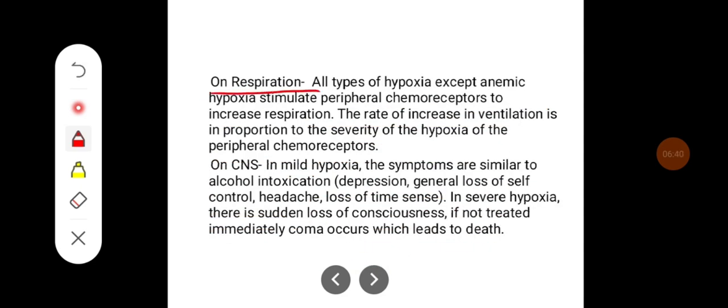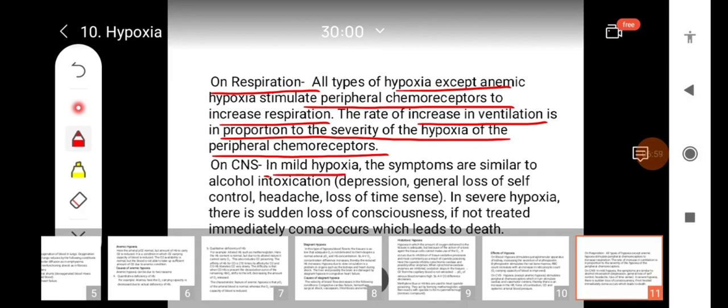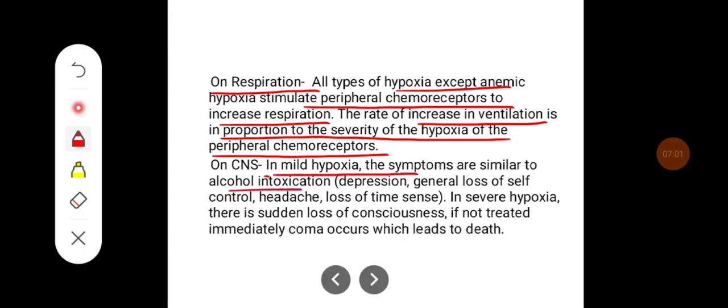Its effect on respiration: all types of hypoxia except anemic hypoxia stimulate peripheral chemoreceptors to increase respiration. The rate of increase in ventilation is in proportion to the severity of hypoxia at the peripheral chemoreceptors. On the central nervous system, in mild hypoxia, the symptoms are similar to alcohol intoxication. That is, there can be depression, general loss of self-control, headache, and loss of time sense. In severe hypoxia, there is a sudden loss of consciousness, and if not treated immediately, coma occurs and it can lead to death.